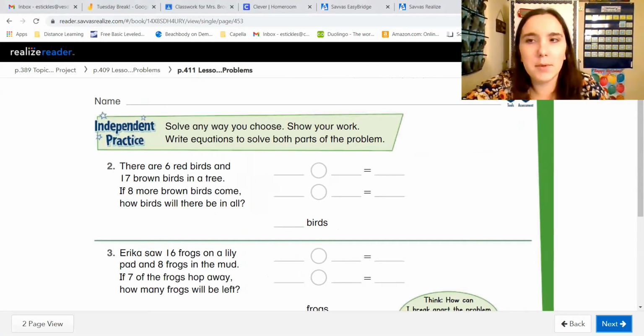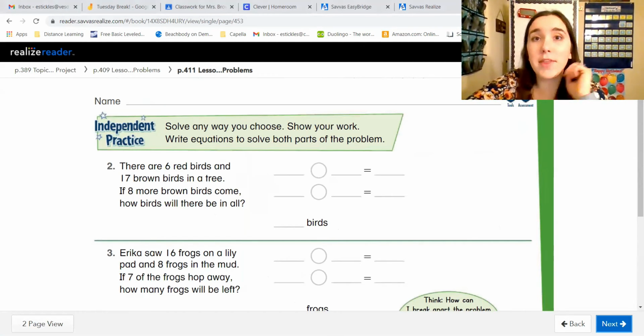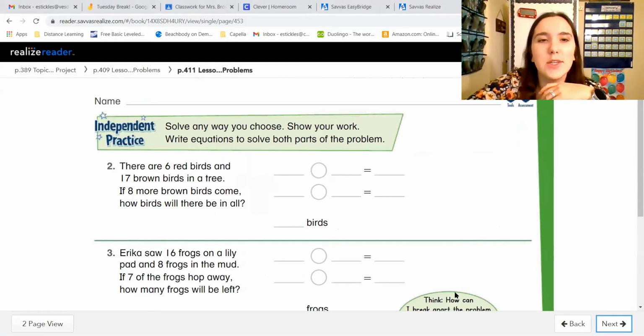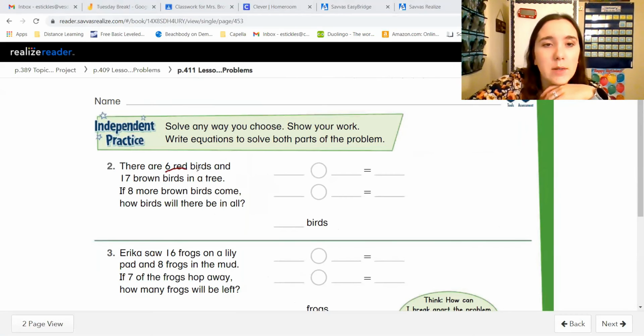Okay, let's turn that page and do some more problems together. Let's take a peek at number 2 together. So you guys, the biggest thing with these problems is remember they are going to have 2 steps. So we always have to figure out what is the first step, what is the second step. Then we have to solve the first step first, and then we can solve the second step. So let's read number 2 and see what our steps are. There are 6 red birds and 17 brown birds in a tree. If 8 more brown birds come, how many birds will there be in all?